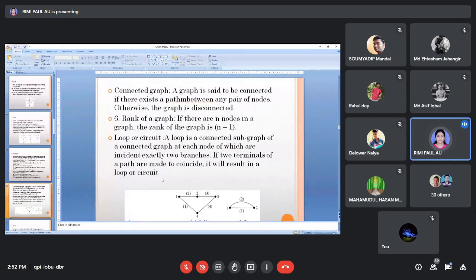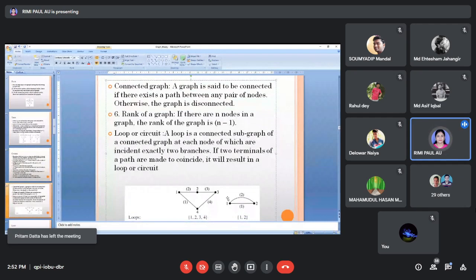Now what is a connected graph? A graph is said to be connected if there exists a path between any pair of nodes. Suppose I am taking this pair of nodes, so I am getting this one path, another path. So this is a connected graph. Or you can say the graph is disconnected.